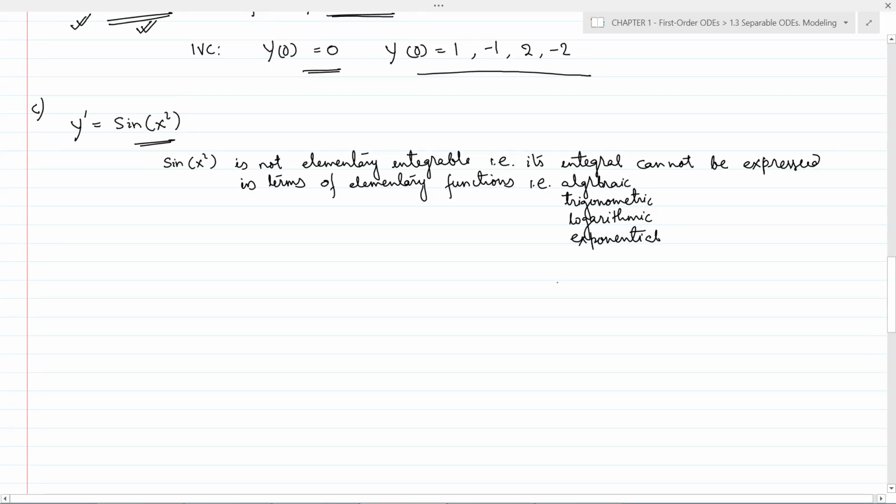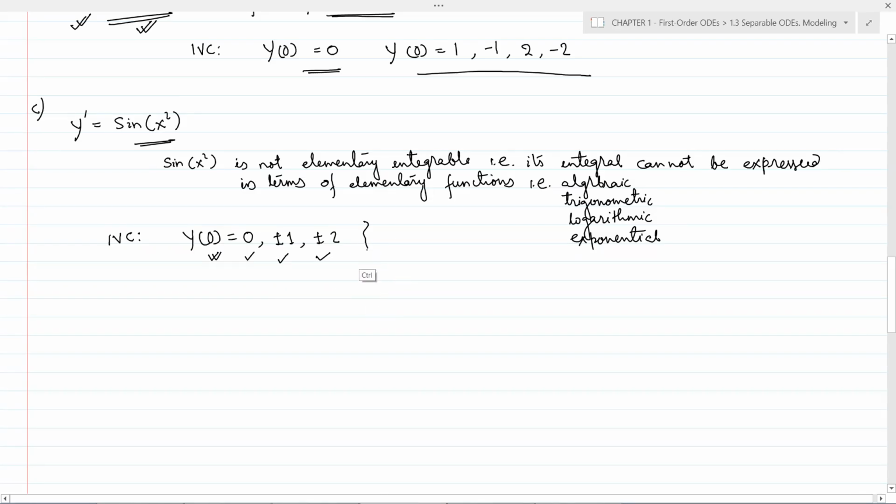Now, even though it is not elementary integrable, we can plot its solution using a CAS system. We are going to use the same method that we had used in question A to plot the solutions. However, as per the question, we are going to take some initial value conditions first. Let us take the initial value conditions, that is y of 0 equal to 0, plus or minus 1 and plus or minus 2, that is at x equal to 0 y equal to 0, at x equal to 0 y equal to 1, minus 1, 2 and minus 2.